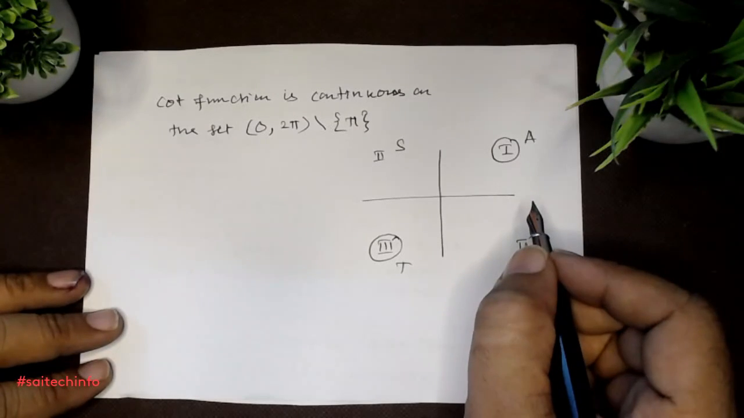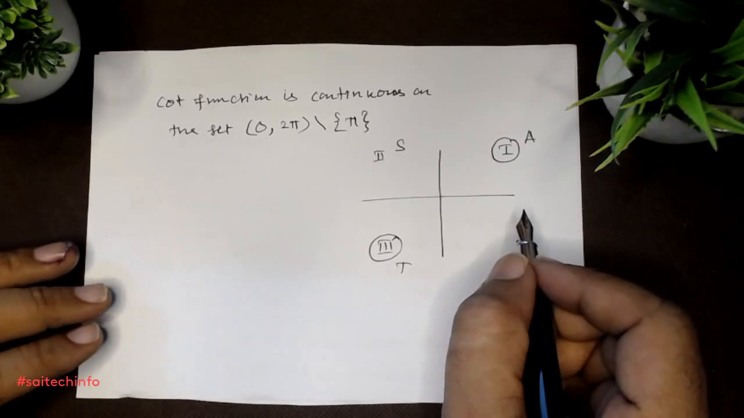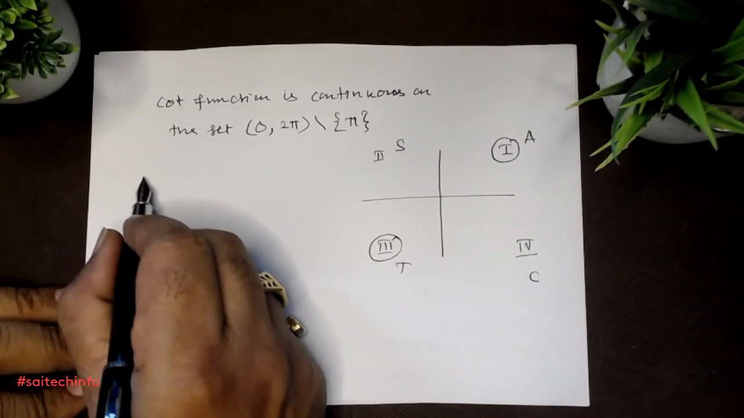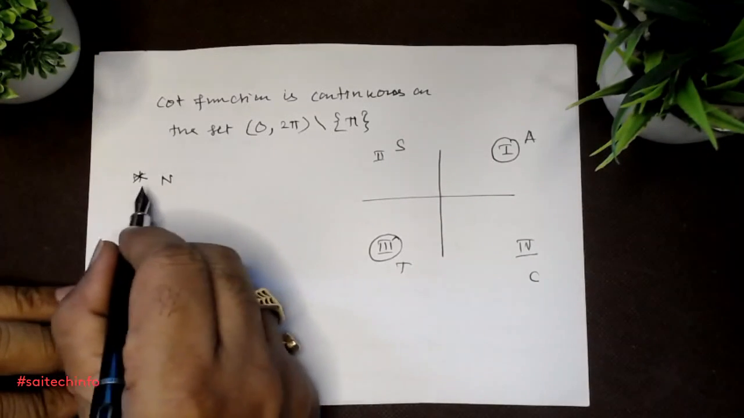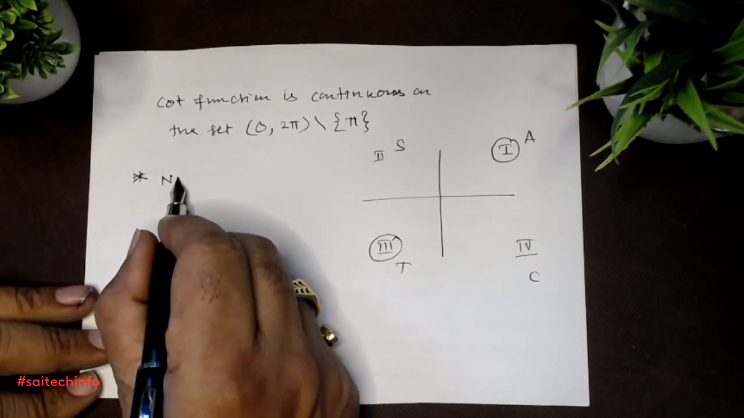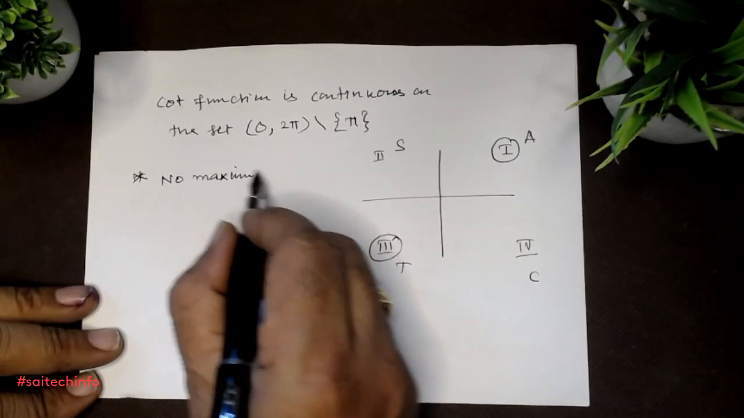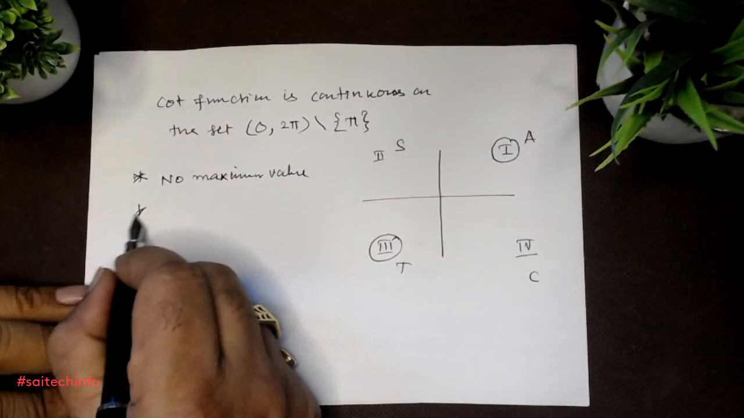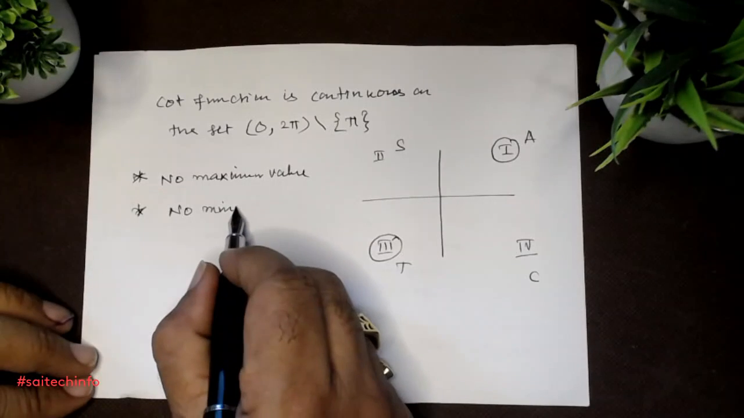Now the cotangent function has no maximum value and no minimum value. This point should be highlighted. It is not like sine or cos. So there is no maximum value, and similarly, no minimum value.